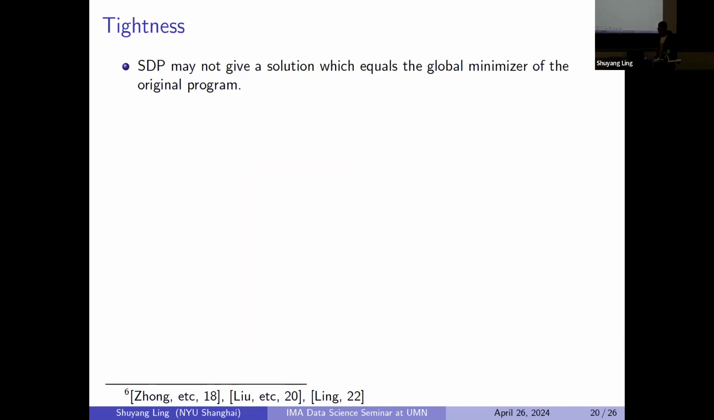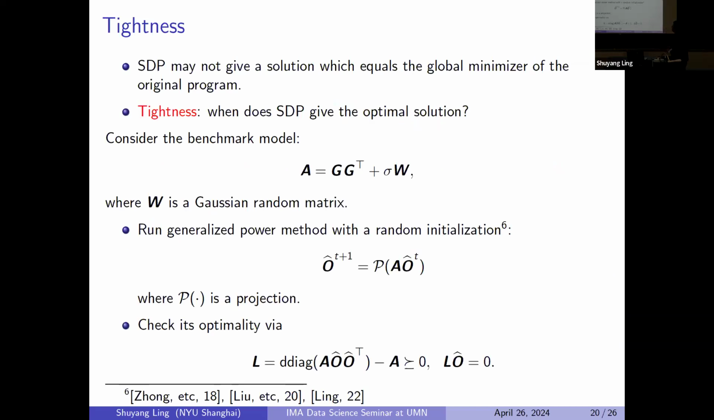Okay. So first of all, the SDP relaxation usually may not give the global minimizer to the original program. Of course, it would depend on the signal and the noise. But sometimes it's tight, and it could still be tight if we choose a specific type of model. For example, here we still consider this stylized example. It's a low rank matrix plus a Gaussian noise. And we want to see whether the SDP relaxation is tight.